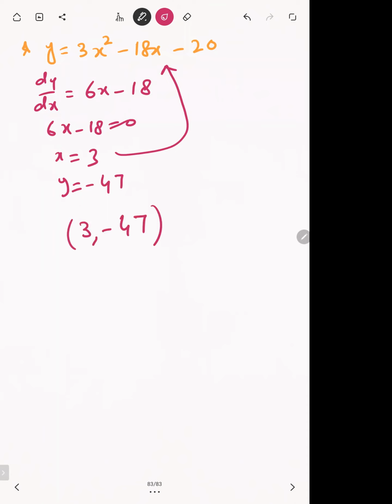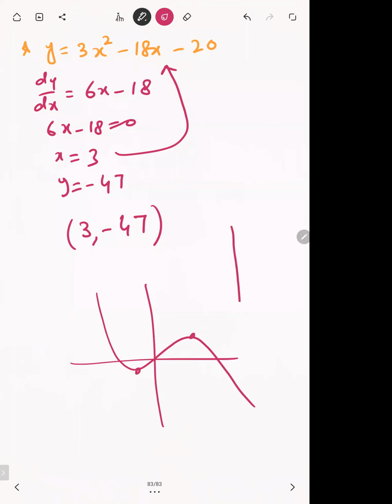Any problem? Okay, now for a quadratic there is one stationary point, but for other equations you may have more than one stationary point. Like a cubic can have two stationary points, like you can see here. That's a cubic. It may have these two stationary points, this one and this one.